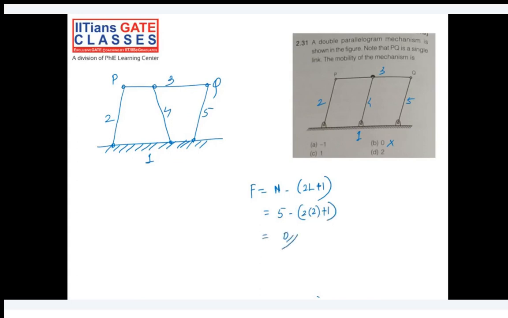But in reality, what is happening? This particular link is basically a redundant link. Even if you remove this link, what will happen? Whether the structure will remain the same or it will be different.